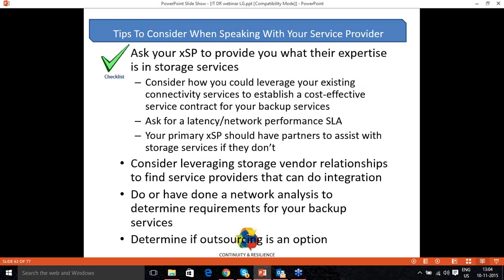Okay, when you are talking to your service provider, there are certain things which we need to take care of. Ask your service provider what their expertise is in storage services. Consider how you could leverage your existing connectivity services to establish a cost-effective service contract, latency, who are their partners to assist, are they locally present to me, are they the only vendor providing the service? So all those things you need to ask them before outsourcing.